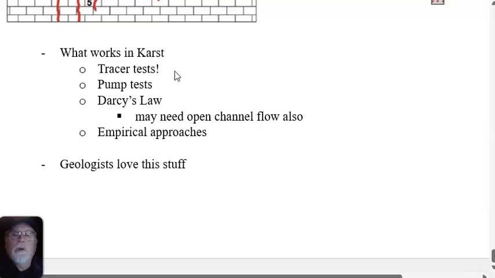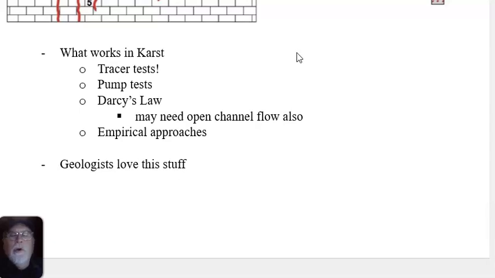All right, what does work in karst? Tracer tests. I put an exclamation mark there because you rely a lot more on them than in other groundwater. Put a tracer in, see where it comes out. There are wells in karst aquifers, and you can trace it that way. So that's an empirical approach to do it here. Pump tests do work. See how much water you get out. See how much the aquifer draws down when you pump it out. So that stuff still works.